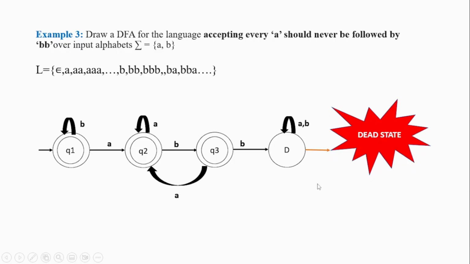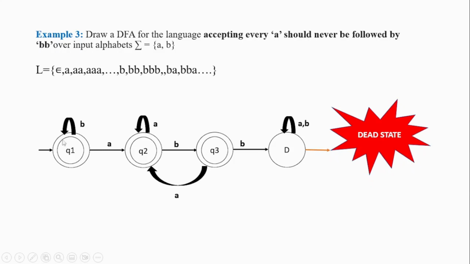Then draw the base condition first. A should never be followed by BB. A followed by BB enters into the dead state. Okay, first draw this base condition. A, B, B enters into the dead state. All the remaining things are acceptable. Only this thing is not acceptable. So only this is the non-final state. All the remaining things are final.